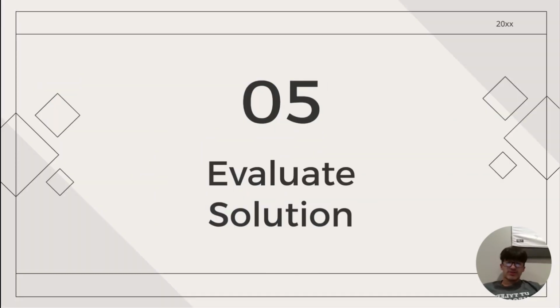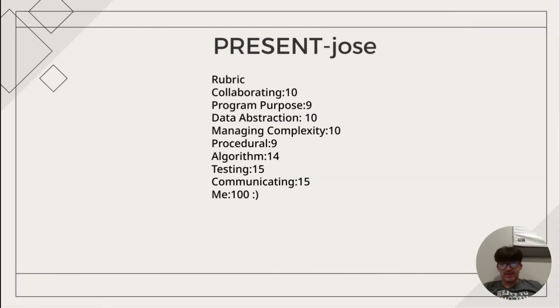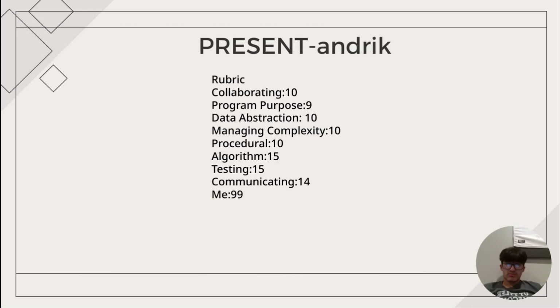Now evaluate solution. So here you can see evaluations from Ricky, Colton, and Quentin. Ricky just said to change up the Gantt chart. That's basically what Colton said. Quentin said it's well structured, well explained, overall well done, though the template used is a bit taxing on his eyes. He's just hating. That's Jose's. Where's mine?